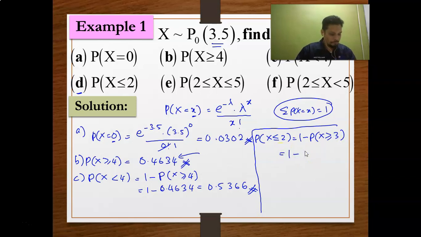So it is 1 minus 0.6792. I showed you once or twice how to find the probability inside the statistical tables, so the rest you can find out yourself. For this one, it is 1 minus 0.6792, which is 0.3208.